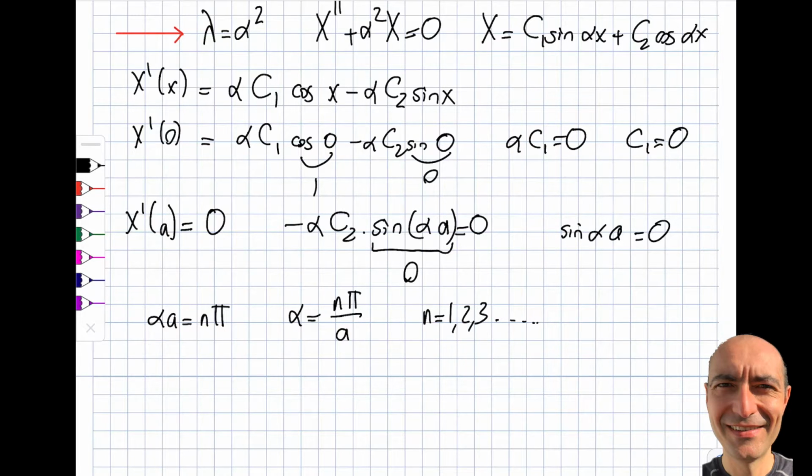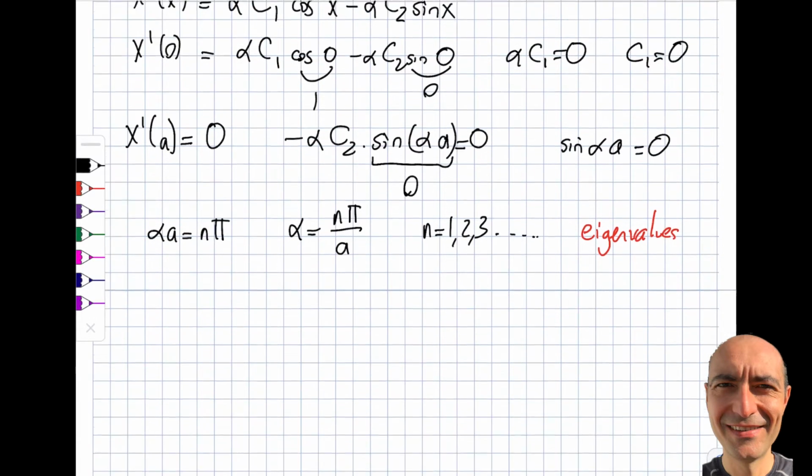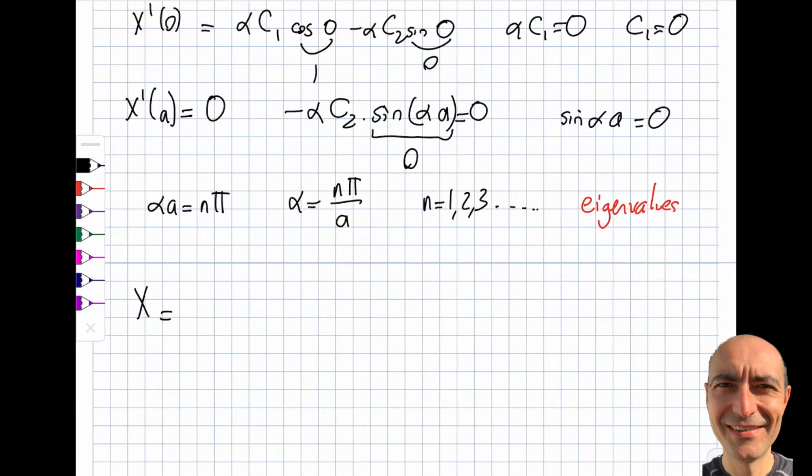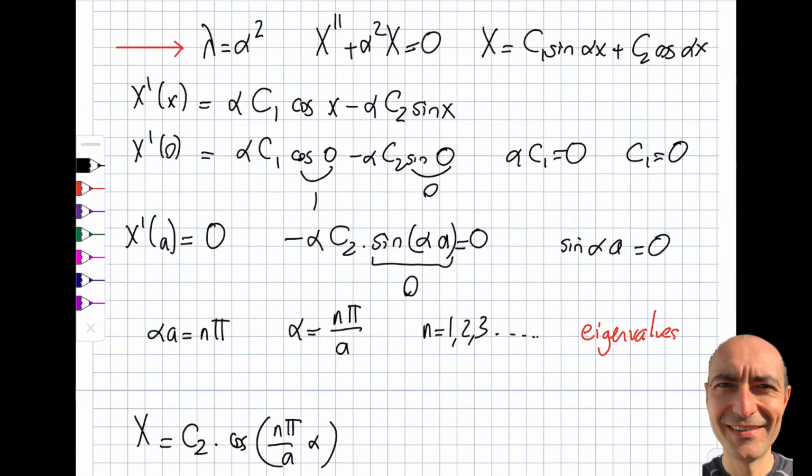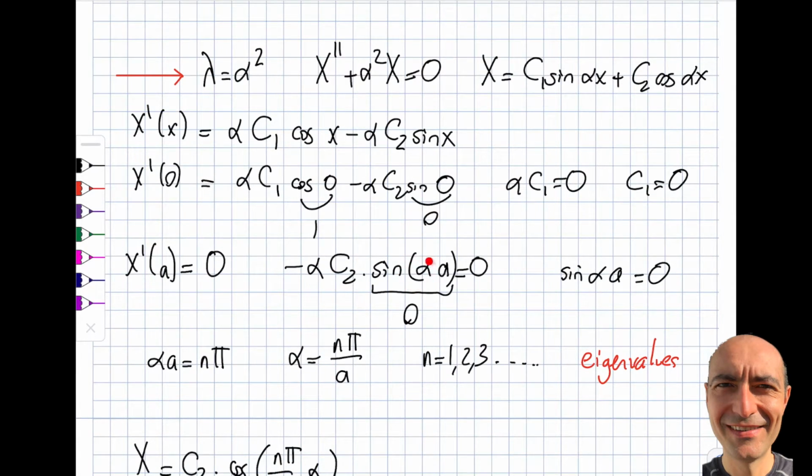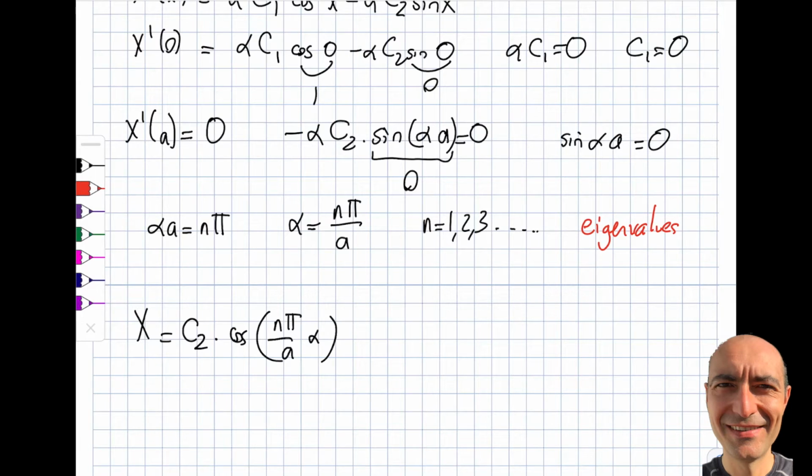Okay? So these are my eigenvalues. And the corresponding eigenfunction for this case will be X is equal to c2 times cosine of n pi by a alpha. Why did I say cosine? Well, because you see this was sine, but the c2 belongs to this term, right? So I'm having this term turned out to be 0, this term still stays. So for that reason I'll have this, okay? So that will be my eigenfunction. Again, n goes from 1 to infinity.